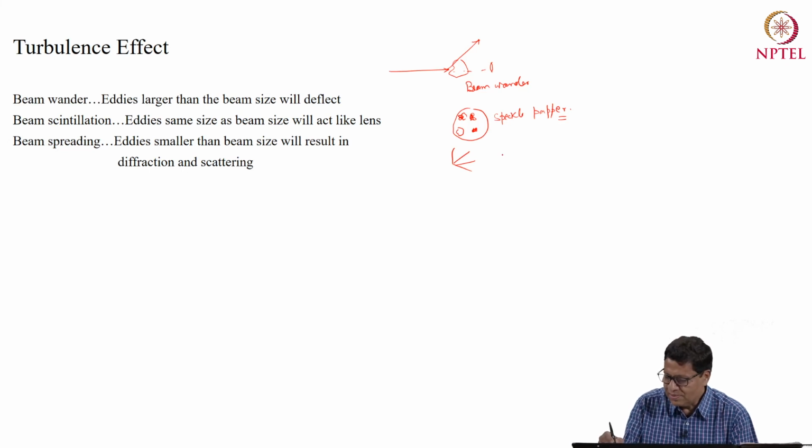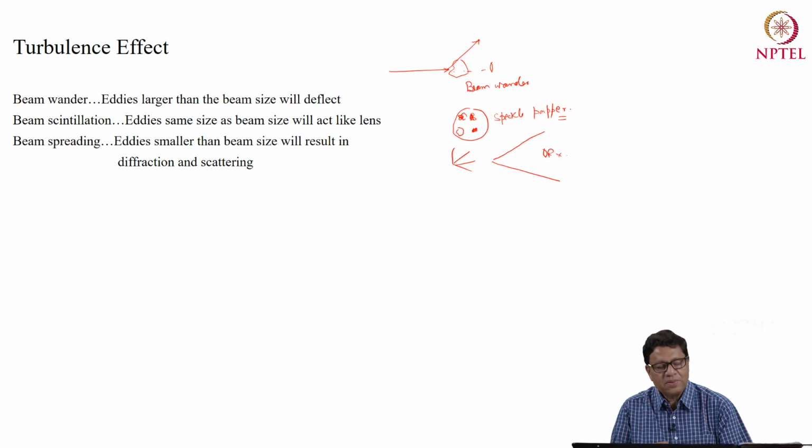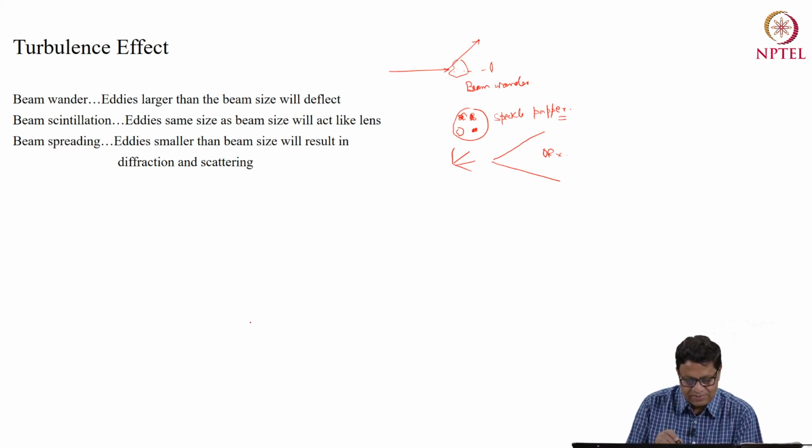Basically, if your receiver size is this much and the beam has spread this much, only part of the energy is captured by the receiving area. So atmospheric turbulence has these three effects, and we will study them in detail. Let us start with the beam wander.